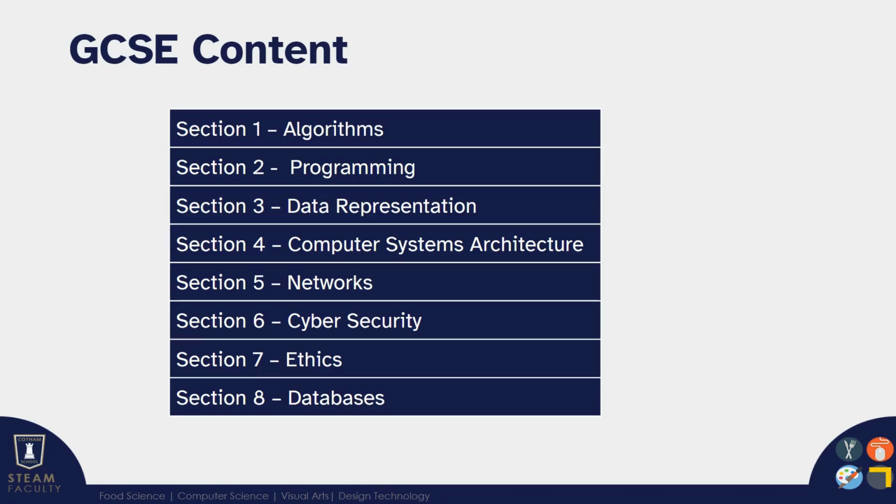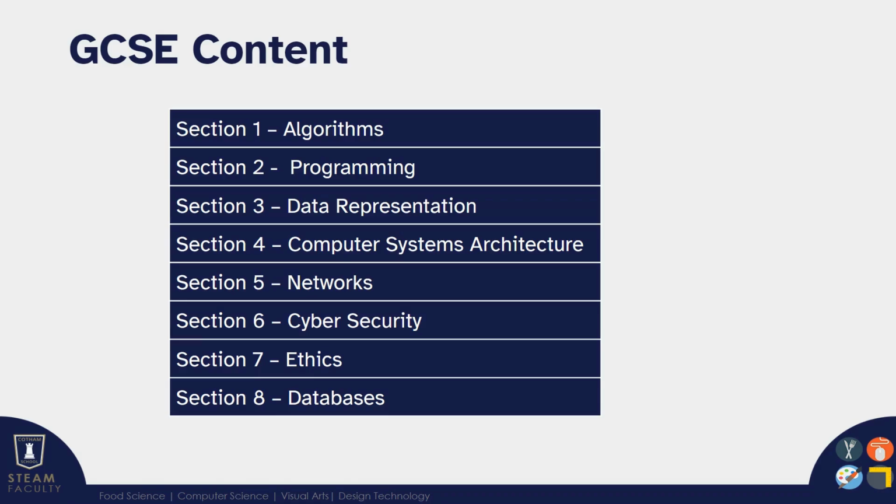Then we have section 3, which is data representation. So that is looking at how computers understand and represent information. So that's things like binary, how they represent images, how they represent sound, how we represent text, all of that stuff. Then section 4 is computer systems architecture.